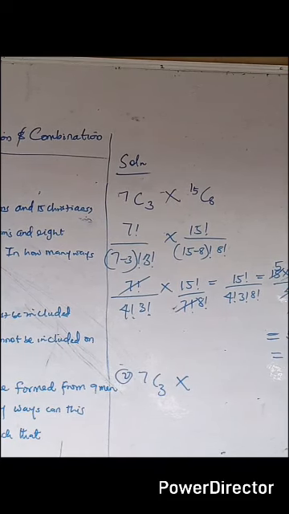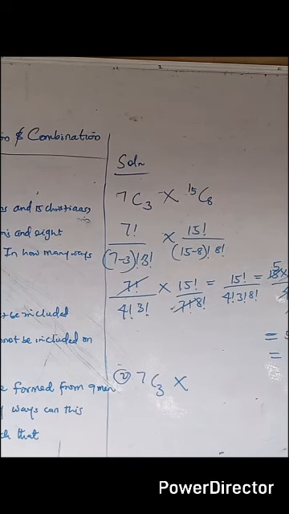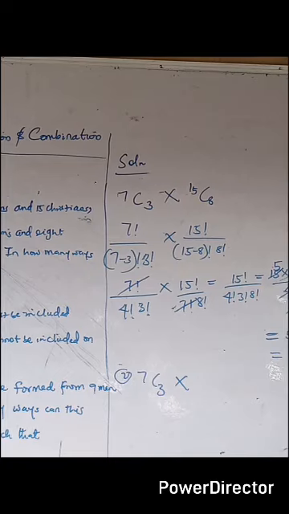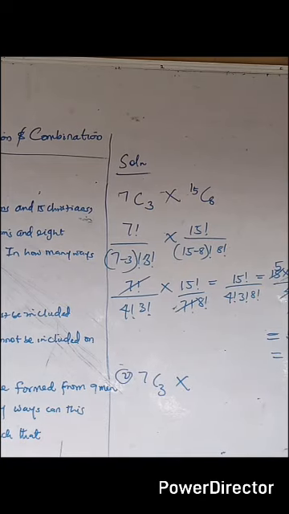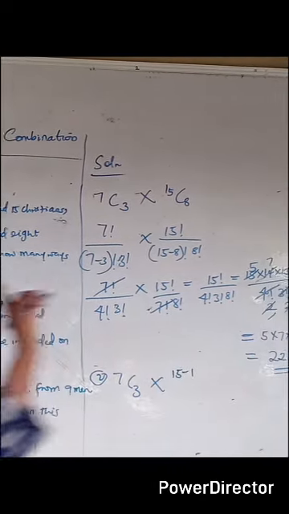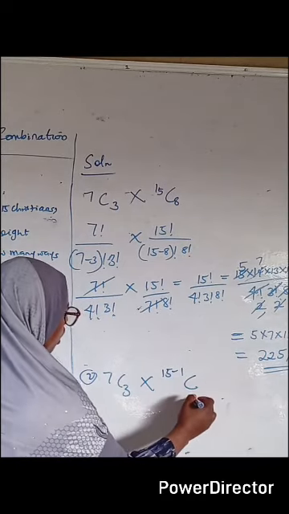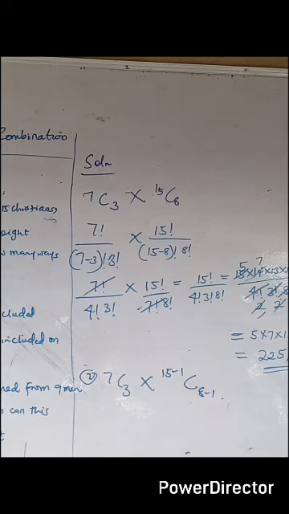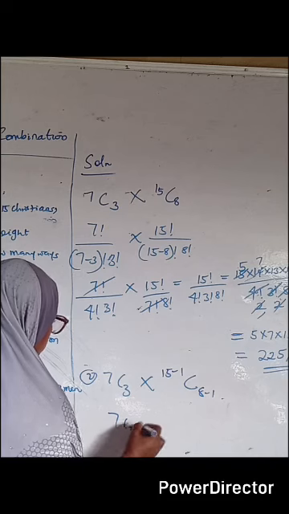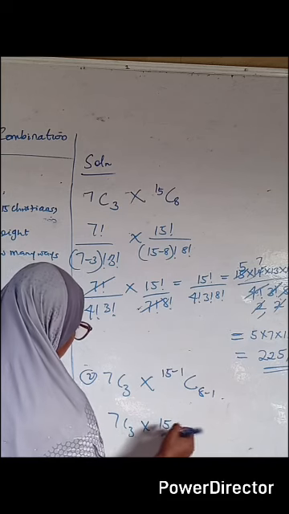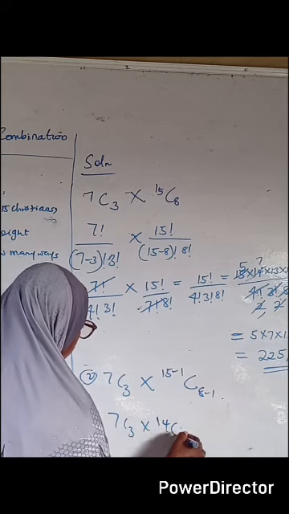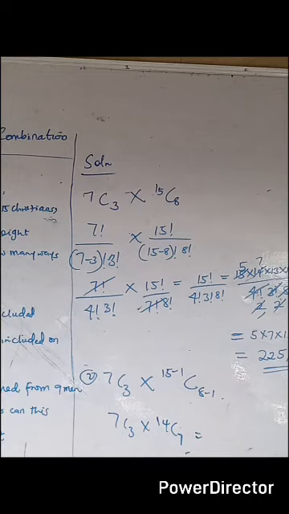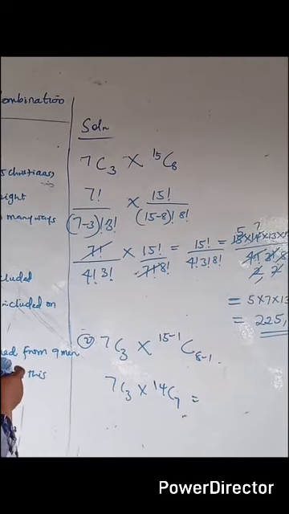But for the Christians, they said one particular person must be included. So if one person is already constant, how many more people are you selecting? 7 people, right? From how many population? That's 14. So it will be 15 minus the constant person, right? Combination 8 minus 1. As soon as you have a constant person, then your total selection will be reduced by 1. So this is 7 combination 3 times 14 combination 7. You can do this by your calculator and then you have your answer.